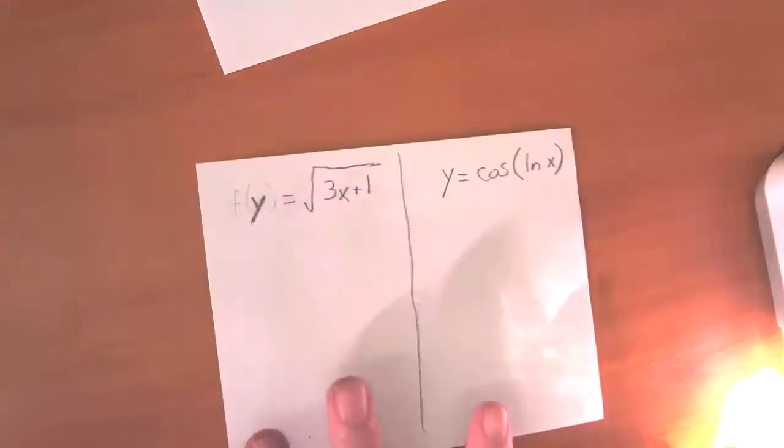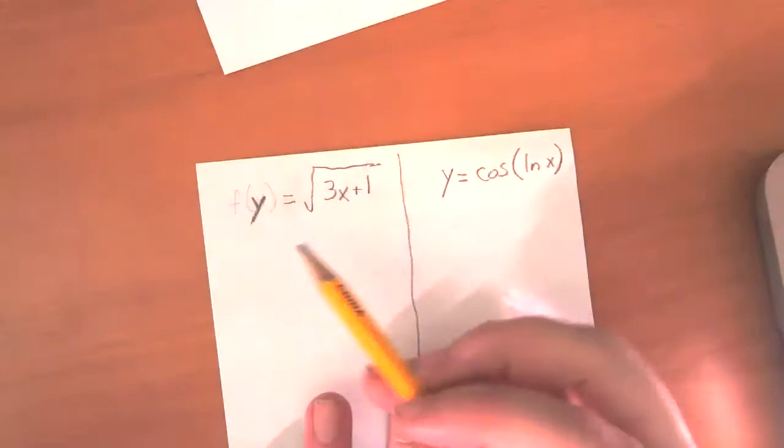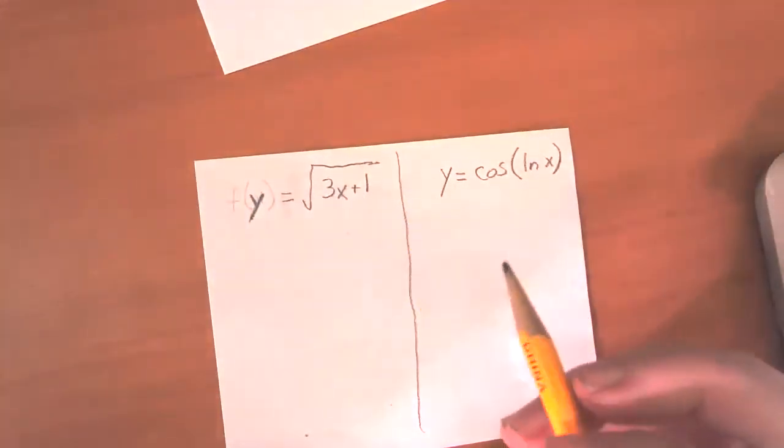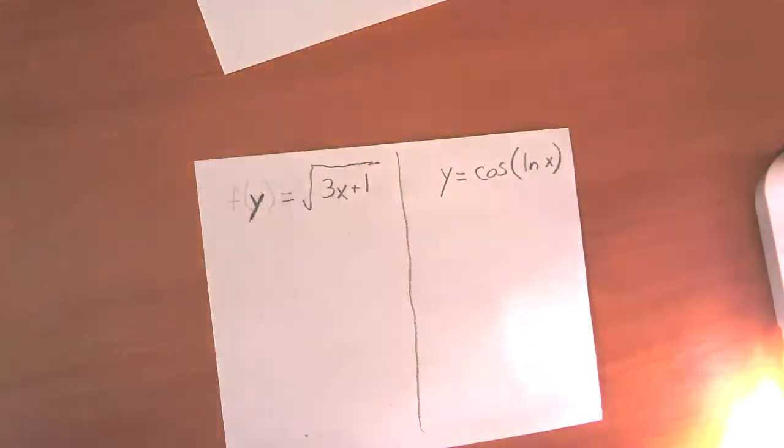All right, so here are two sample functions. I've got y is equal to the square root of 3x plus 1. So see if you can figure out what the first rule you apply is and then what the second rule you apply is.